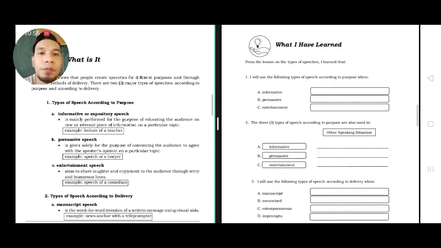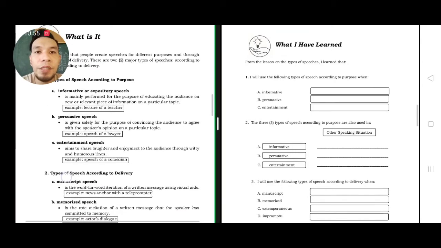Informative speech is basically a speech that gives information to the audience. An example of this one is a lecture of a teacher. Another example is giving announcement. Persuasive speech is a speech intended to change someone else's point of view or to convince someone. Aside from a speech of a lawyer, another example of this one is a salesman trying to sell something to a customer.